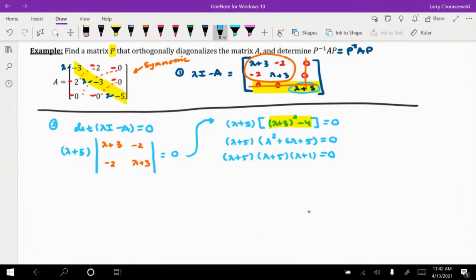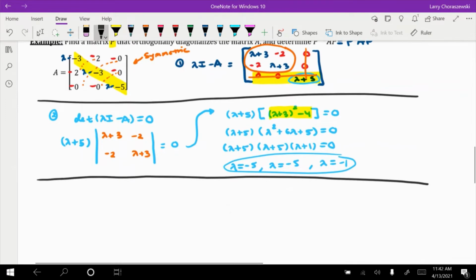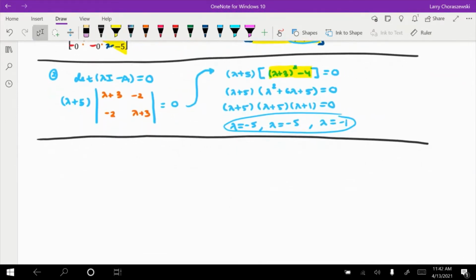So we get a duplicate eigenvalue. We have negative 5, another lambda equals negative 5, and then lambda equals negative 1. So these right here are the eigenvalues. Let's go ahead and find the basis vectors for these eigenvalues. We'll start with lambda equals negative 5, and then I'll have you work on lambda equals negative 1.